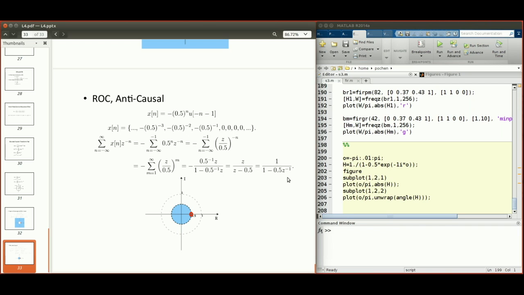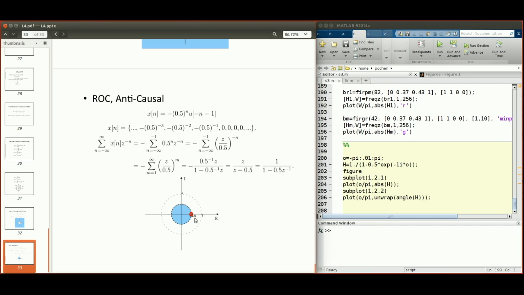Again, you can look at the poles of this particular formula. So z to the minus 1 has to equal 2 for the denominator to be 0, and then z has to be equal to 0.5.